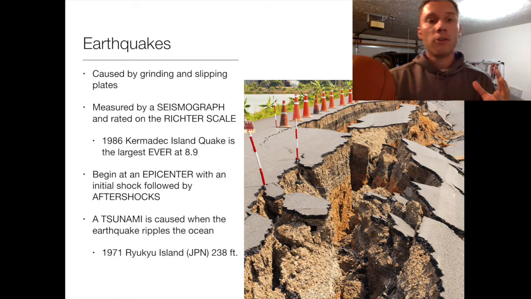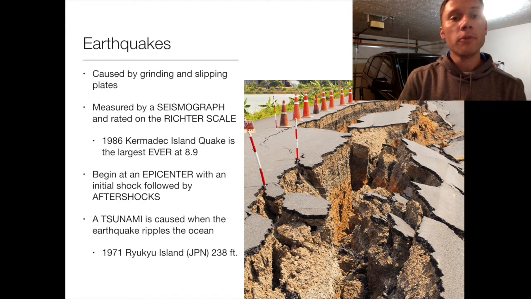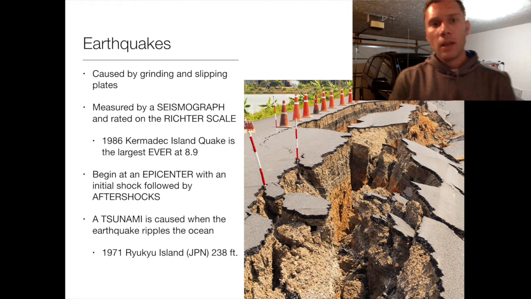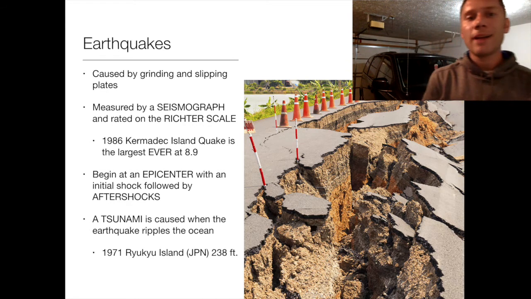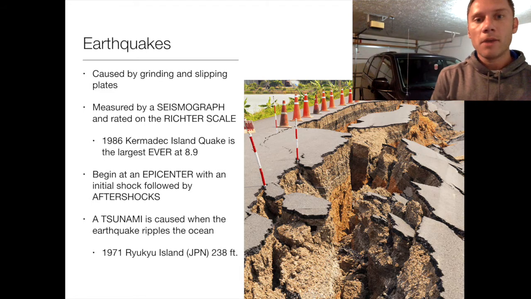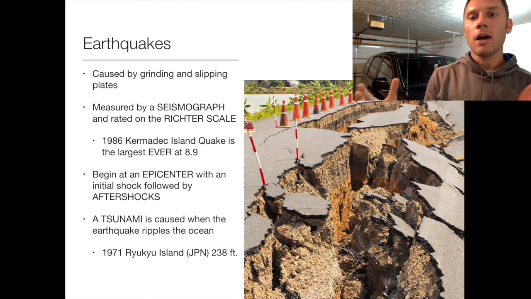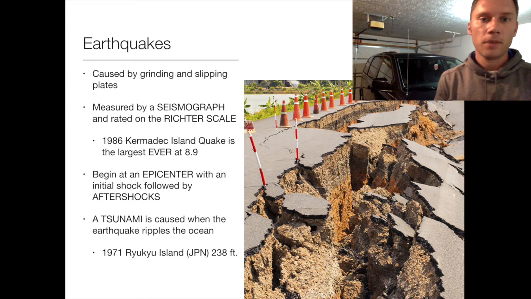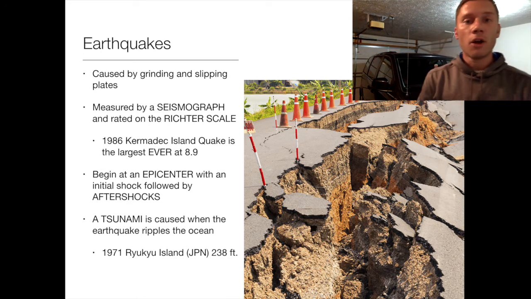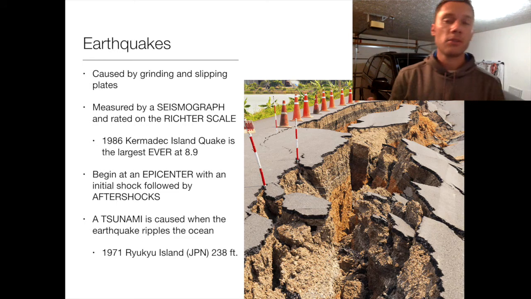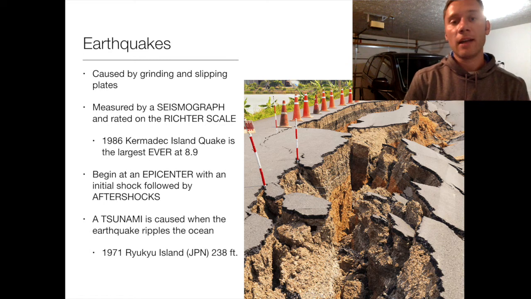One of the effects of our tectonic plate movement are earthquakes. These earthquakes are caused by grinding and slipping plates. They are measured by a seismograph, and they are rated on a device called a Richter scale. In 1986, the largest ever recorded earthquake was the Kermadec Island quake, registered at 8.9. And that is very intense. Normally, they're going to be much less than that. A lot of earthquakes that happen, we don't even feel and barely register on the Richter scale.